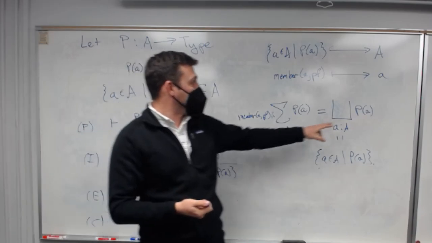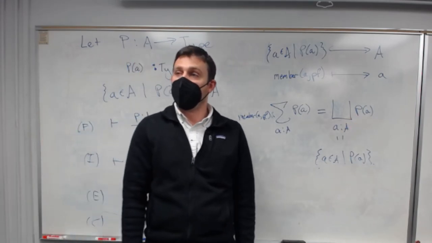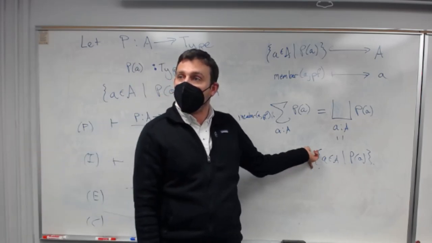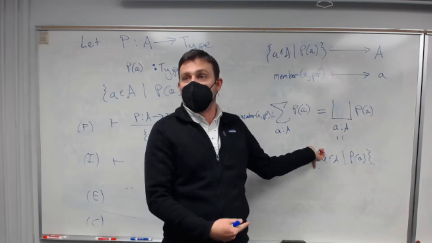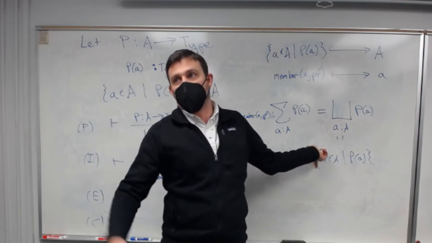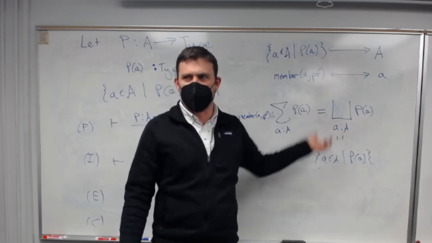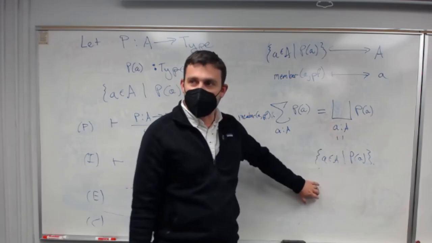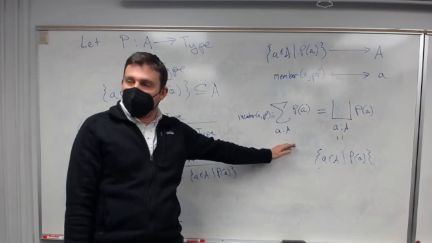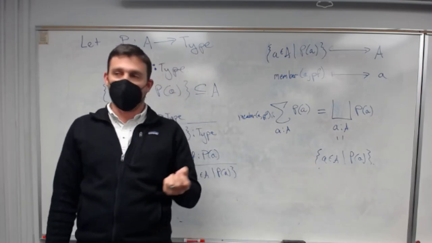So suppose that P of A kicked out a set of size 19 for every element A. Start disjoint unioning. How big is the set I'm building up here? It's 19 times the size of A. And that's hardly ever a subset of A, at least for any finite set, right? So somehow a counting argument already tells you that can't be equal. And yet it's trying to masquerade as that. What we're doing is exactly this kind of data type, but it's trying to be this. How is it ever going to be that on the nose?